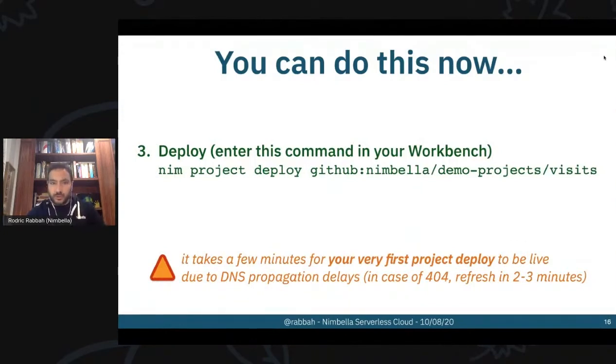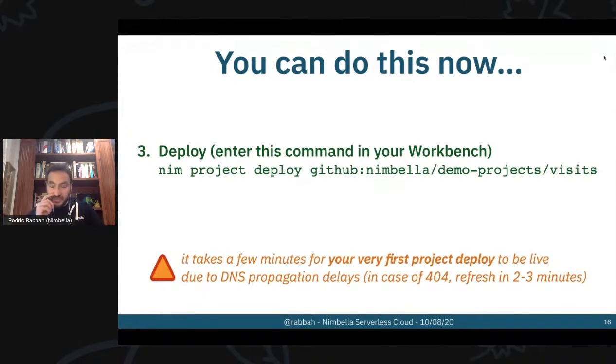In the terminal, when you're in the Workbench, this is essentially your prompt where you can enter commands. And NIM, N-I-M, is short for Nimbella, and this is the name of our CLI. So from your terminal, you can type nim project deploy, and project deploy is essentially a key primitive that you will interact with for deploying an application to the cloud. And then you provide your URL for the application.